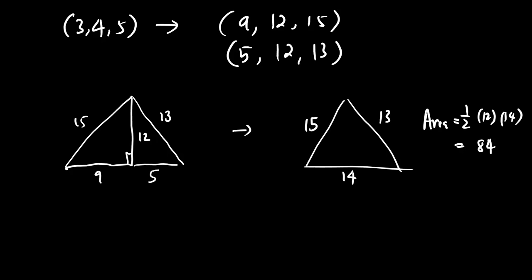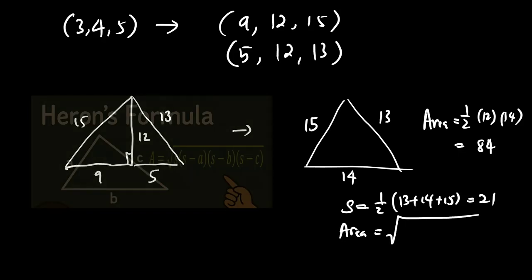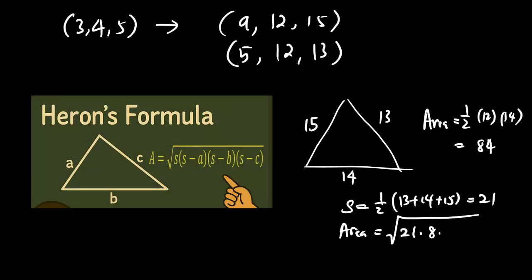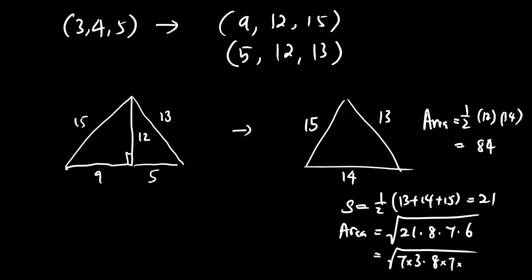Or you can use Heron's formula: s equals half of 13, 14, and 15, that is 21. So the area is the square root of 21, 8, 7, and 6. 21 is 7 and 3, 8 is 8, 7 is 7, 6 is 3 and 2. We will have 7 times 3 times 4, that is 84.